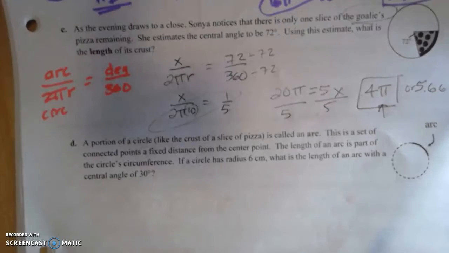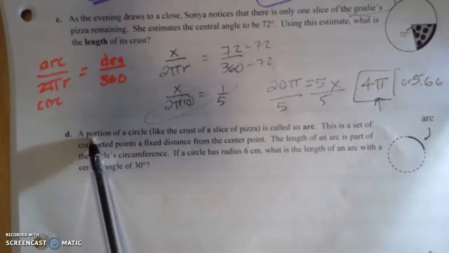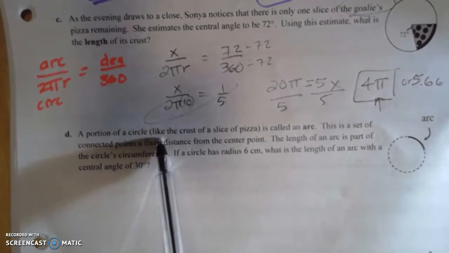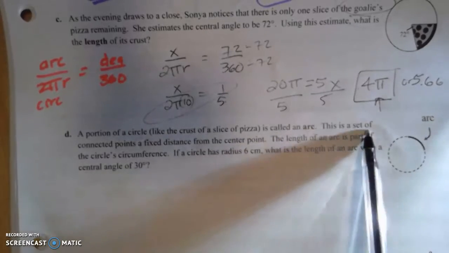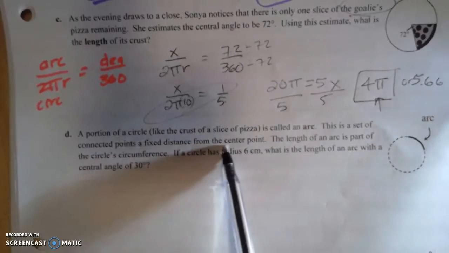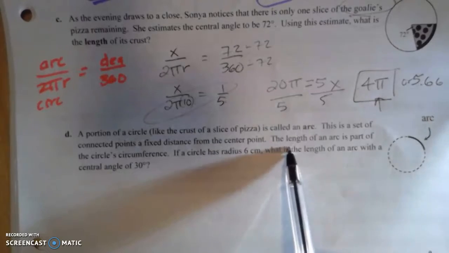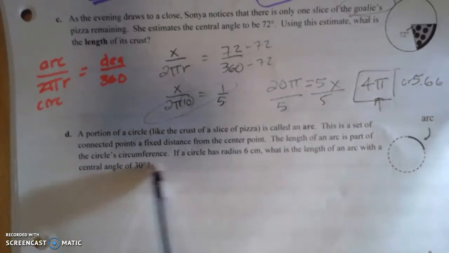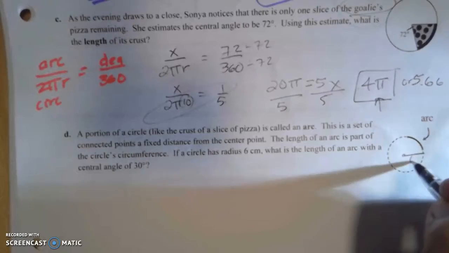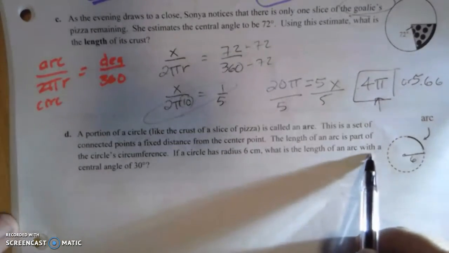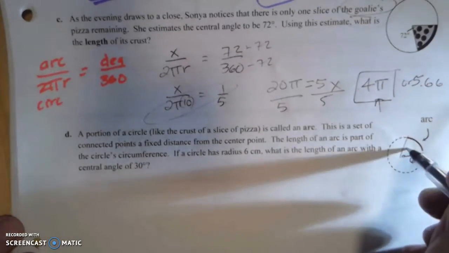Okay? Let's look at this last question on this page. A portion of a circle, like the crust of a pizza, is called an arc. Okay, I already said that. This is a set connected by a fixed distance from the center point. The arc length is part of the circle's circumference. If the circle has a radius of 6, what is the length of the arc with the central angle 30?